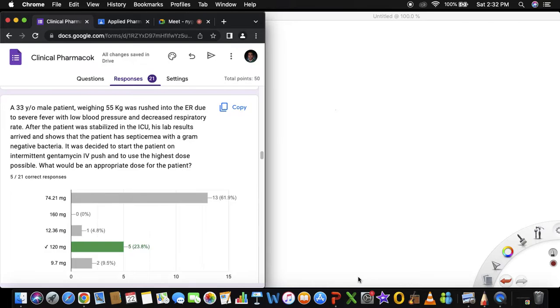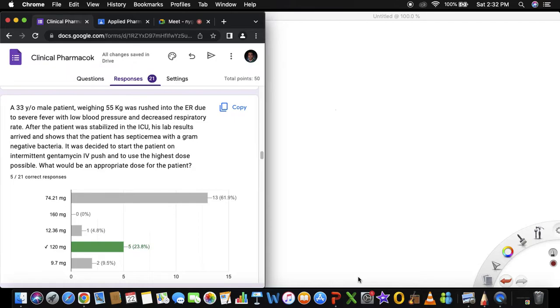Kasi masakit yung gentamicin class pag pinush mo. Okay? It's going to be painful for the patient. At the same time, it's not going to be a pleasant experience for the patient. Well, sino bang may pleasant experience pag na-hospital, right? Pero, kasi it adds discomfort to the patient. Right? So anyway, gentamicin IV push and to use the highest dose possible.